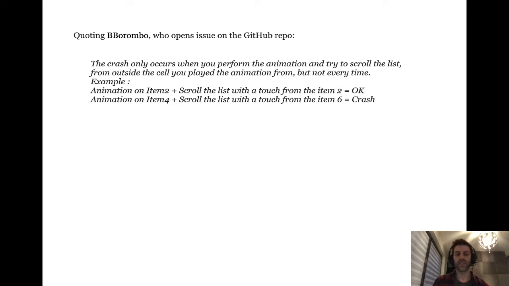And the example is like that. When you are taking item 2 and scroll the list and then touch the same item, everything is fine. But when you swipe item 4, then scroll the list and you touch a different item, for example item 6, then you have a crash. And the stack trace points to velocity tracker. So I got a null pointer exception on velocity tracker.